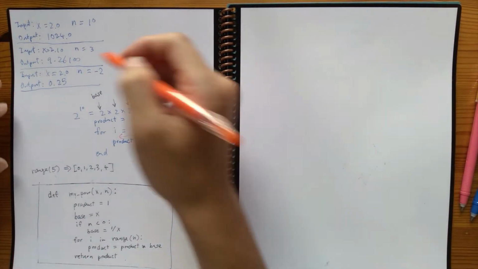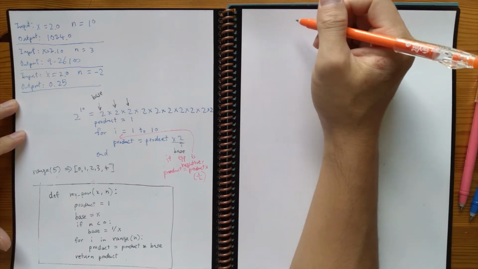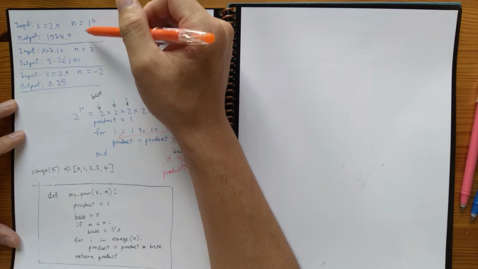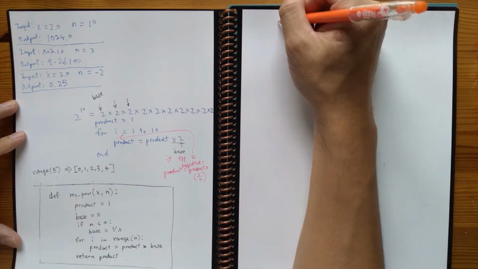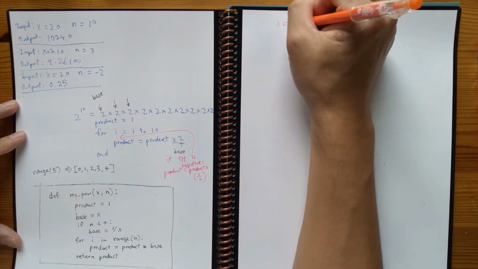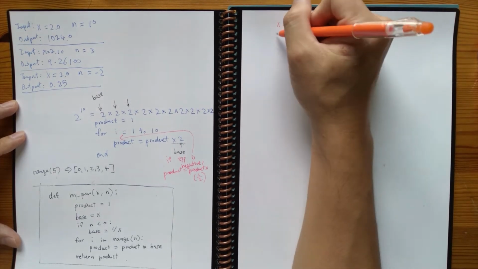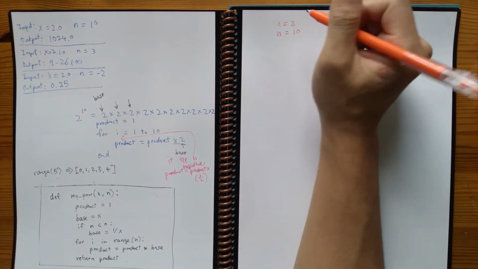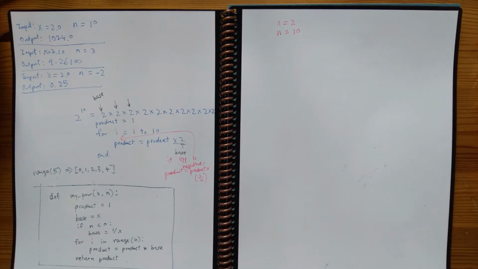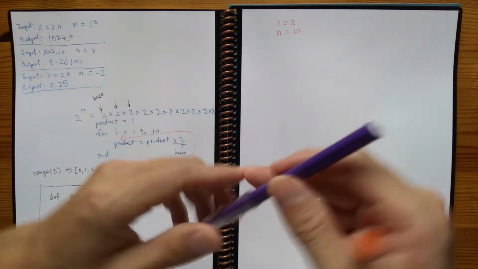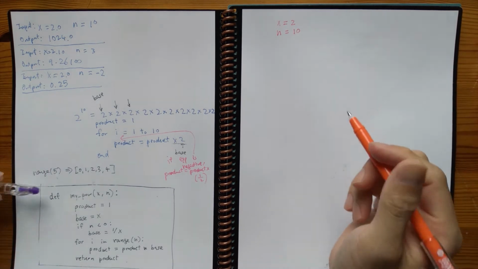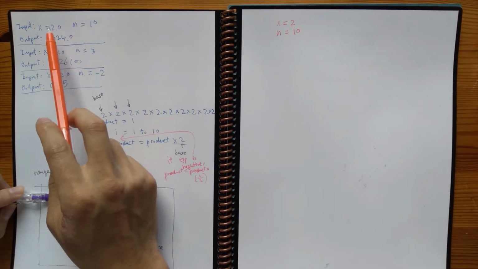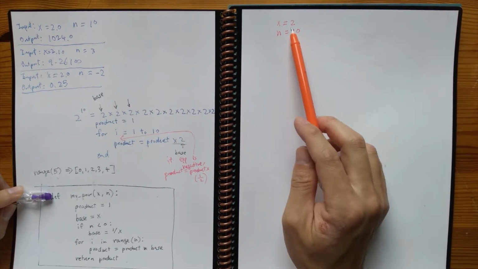Okay, let's use the input examples that were given. So the x is 2 and the n is 10. I'm going to use a program counter here, which is going to be this cap here. So here we've initialized x to 2 and n to 10.